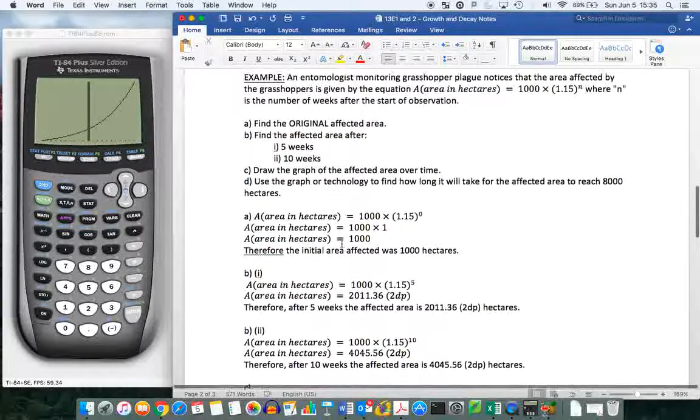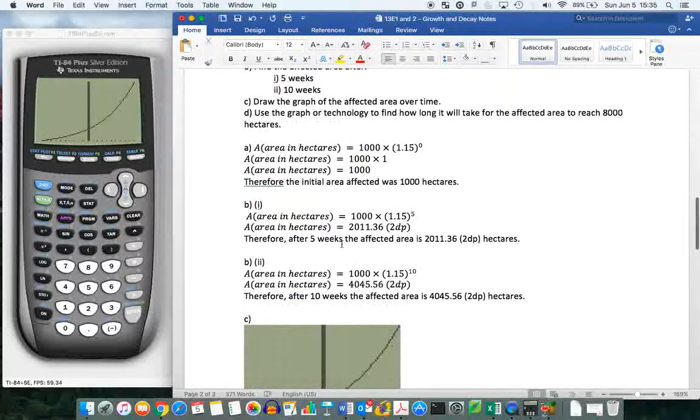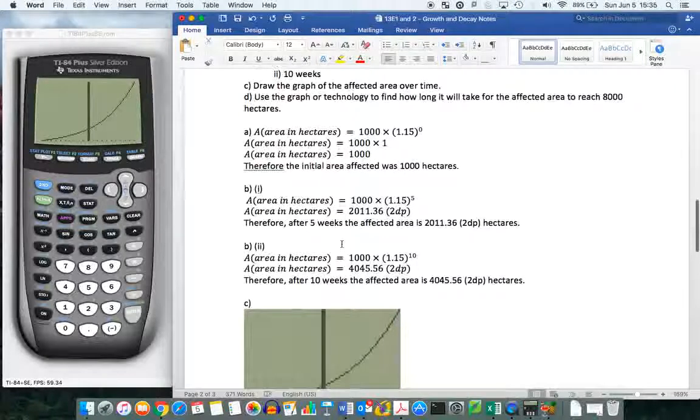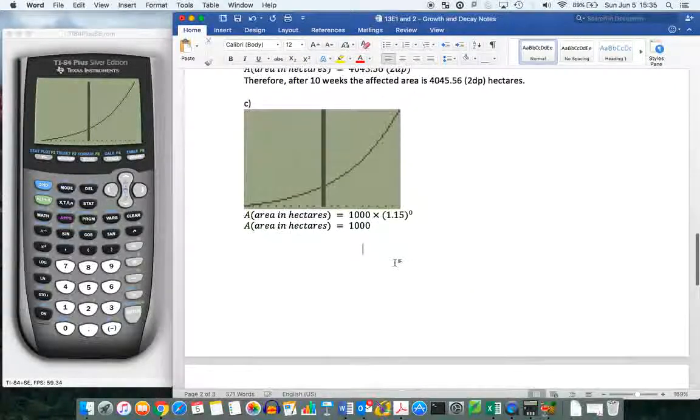So that's C. D, use the graph technology to find how long it will take for the affected area to reach 8,000 hectares. Alright, so this is a different one. This is where I actually want to show you how to work it out for real.